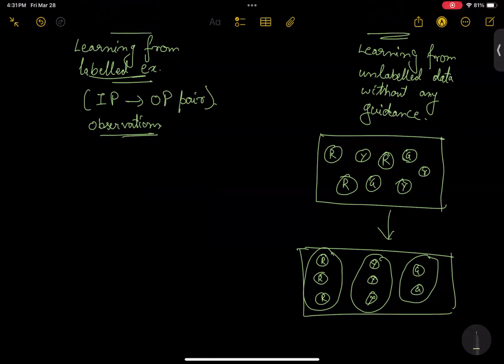Are you getting it? So just by understanding the pattern, observing the pattern or the similarities, it is trying to group them. Then the results are interpreted by human experts. Obviously, we can do it, and then we can use it for the downstream task, right?